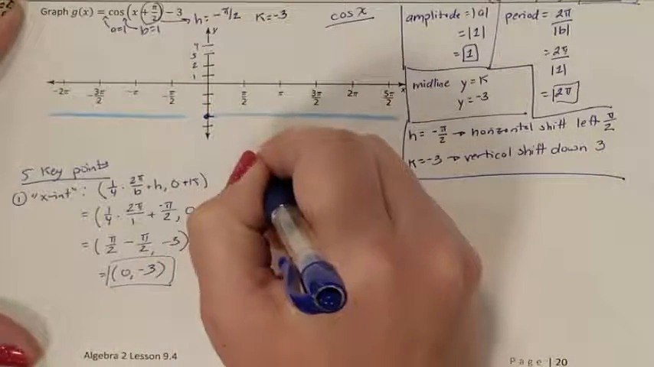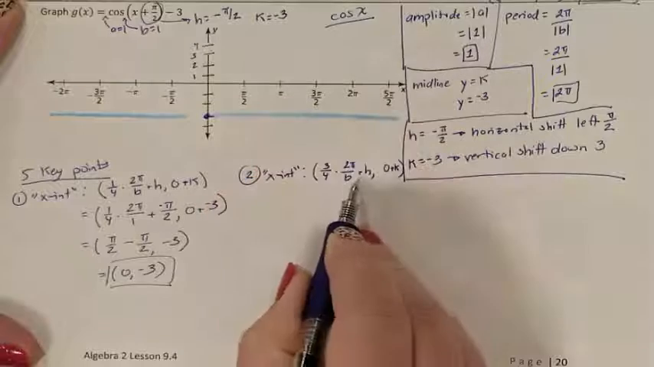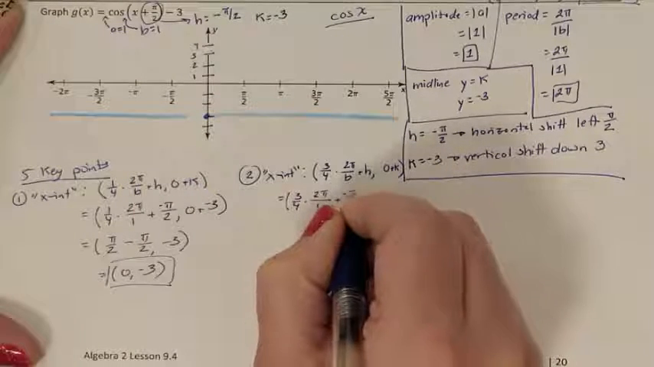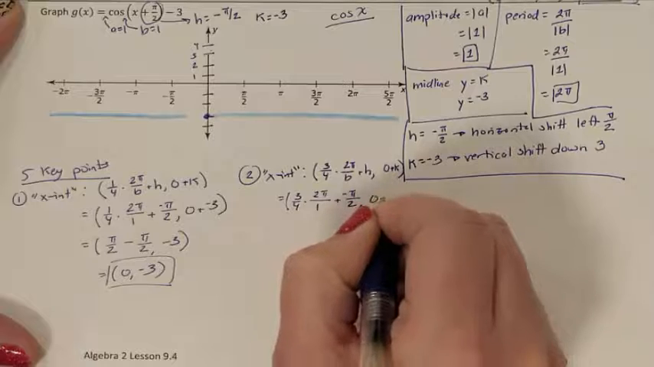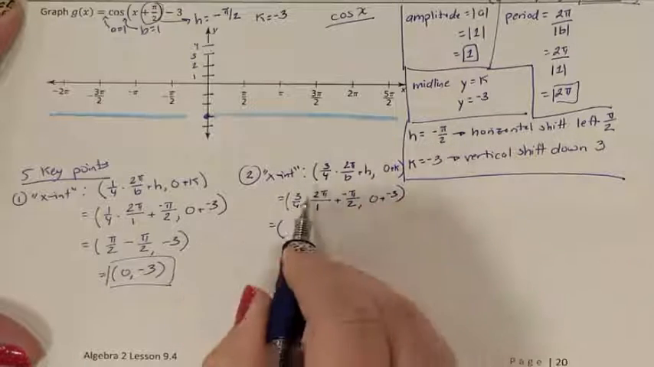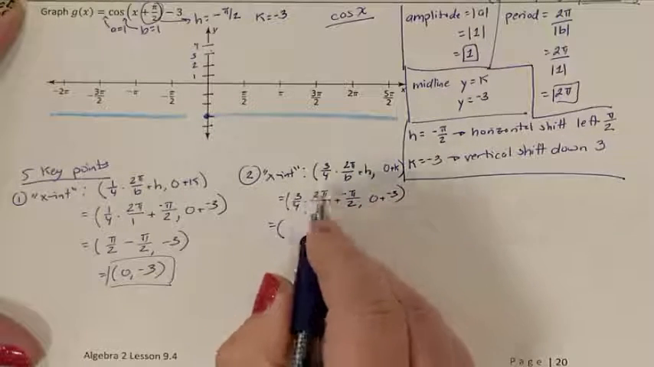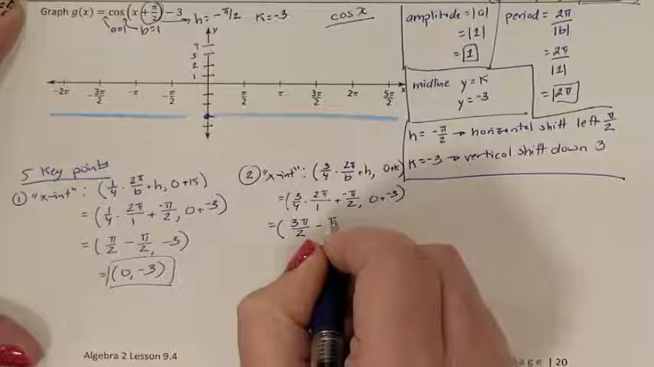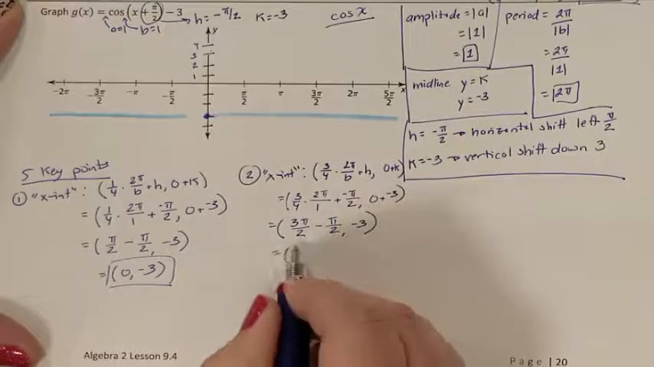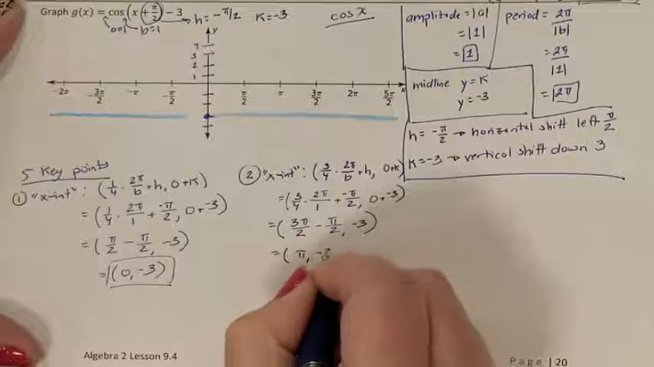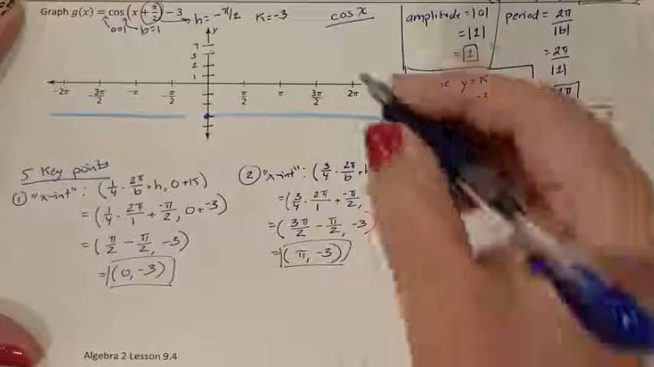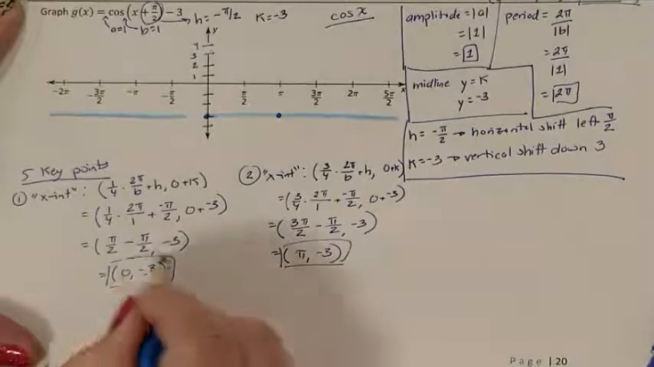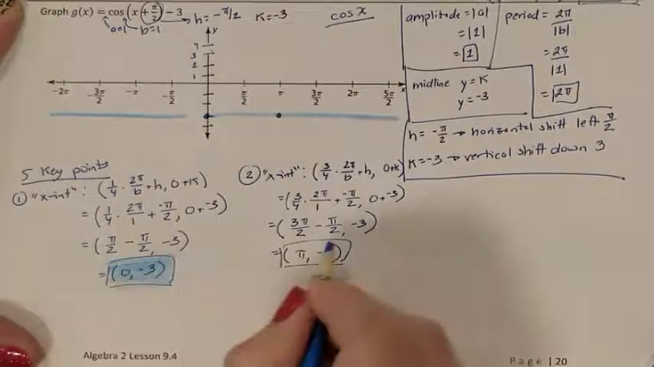My second intercept formula, put the h and the k in there. My b is a 1, h is a negative pi halves, k is a negative 3. This portion of the formula right here is 3 pi halves, and I'm supposed to be taking away another pi halves. 3 pi halves minus a pi halves gives me a pi. So my second intercept is at pi, negative 3. Cosines only have 2 intercepts, so these are my 2 intercepts.